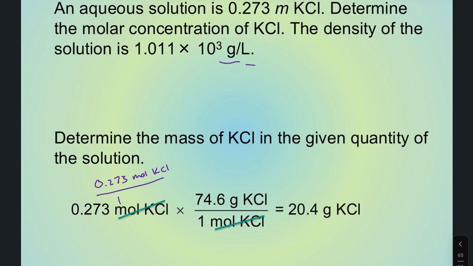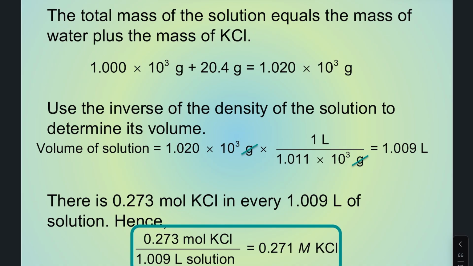KCl divided by 1 kilogram of solution. We will then be able to take these moles, convert them to grams, and then we will have the number of grams of KCl that is.